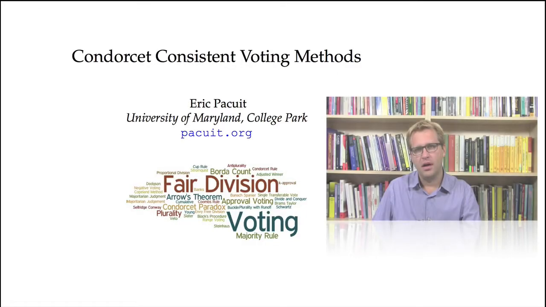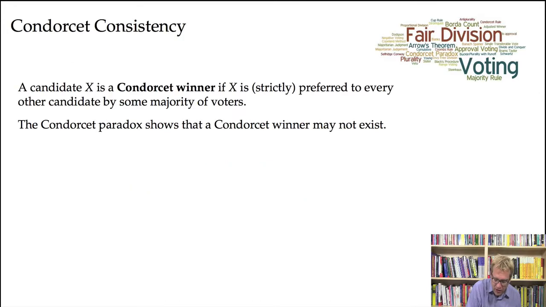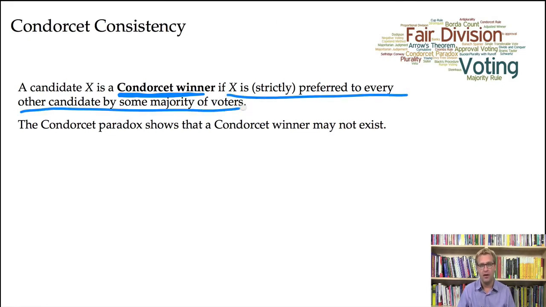In this lecture, I want to introduce you to a very interesting class of methods called the Condorcet consistent methods. As a reminder, recall that the Condorcet winner is a candidate that is strictly preferred to every other candidate by some majority of voters. And we've seen an example, the so-called Condorcet paradox, that shows that such a winner may not always exist given the linear rankings of all of the voters.